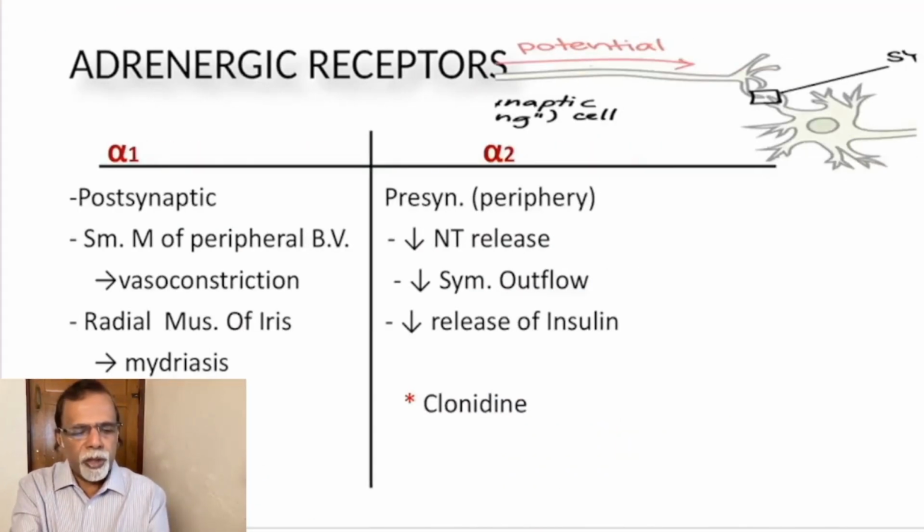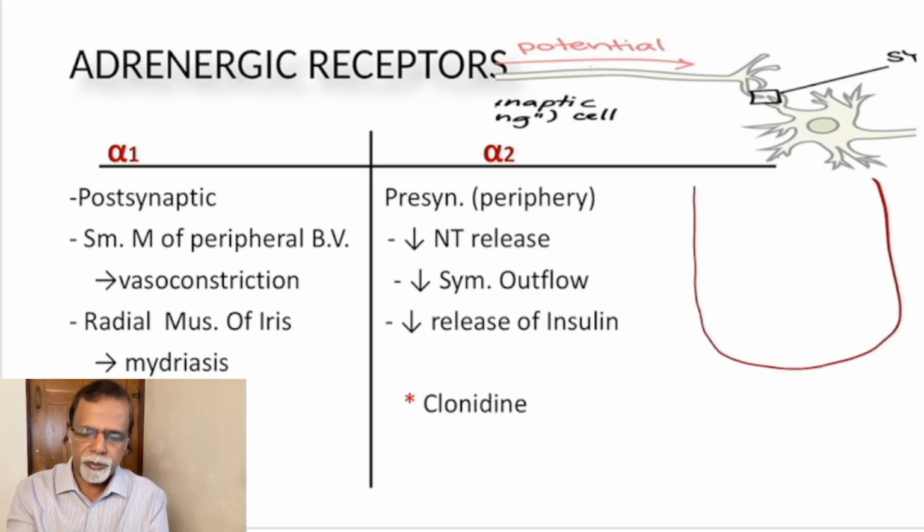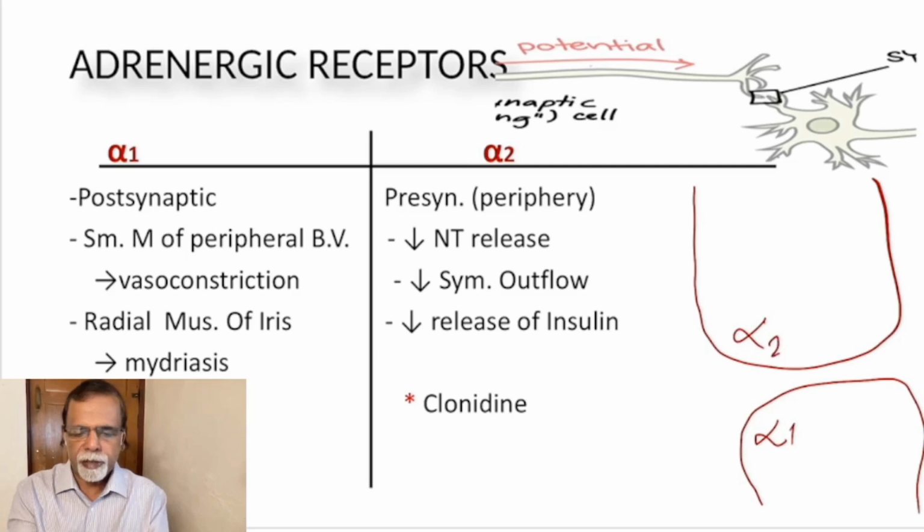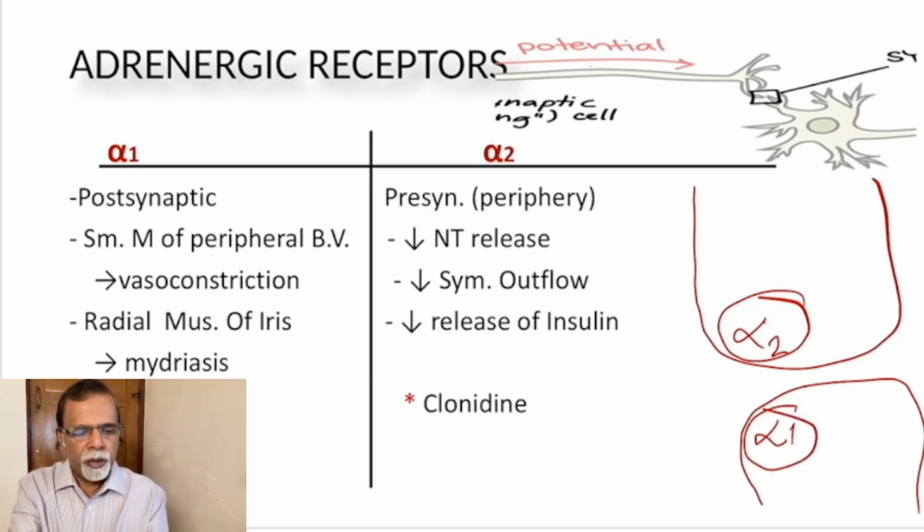Now a little more about the alpha 1. Alpha 1 receptors are in the synapse. Alpha 1 is post-synaptic and alpha 2 is presynaptic. That's an important point to remember. Alpha 2 is presynaptic. Alpha 1 is postsynaptic. So alpha 1 action is postsynaptic.